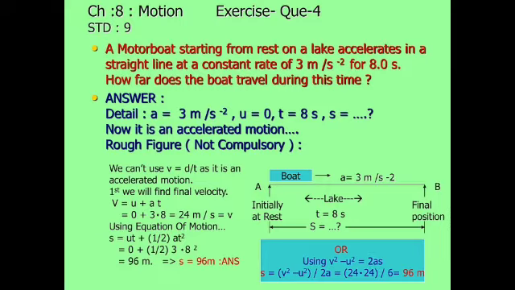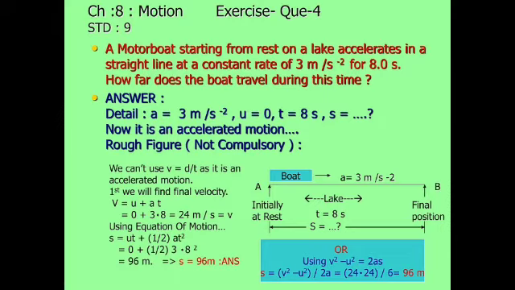Now again we are using another equation of motion. Either we can use s equal to ut plus half at square, or v square minus u square equal to 2as. By using s equal to ut plus half at square, we get s is equal to 0 plus 1 by 2 into 3 into 8 square, which is equal to 96 meter. Or we can use v square minus u square is equal to 2as. So s is equal to v square minus u square upon 2a. It is 24 into 24 upon 6, which is equal to 96 meter. So in both cases we get the same answer by using the equations of motion.